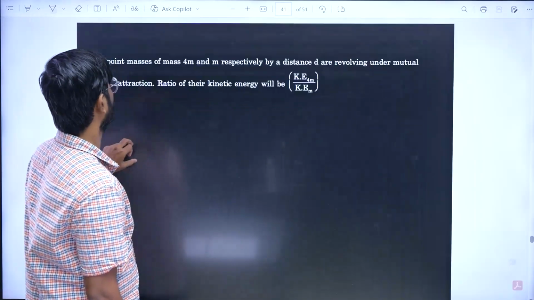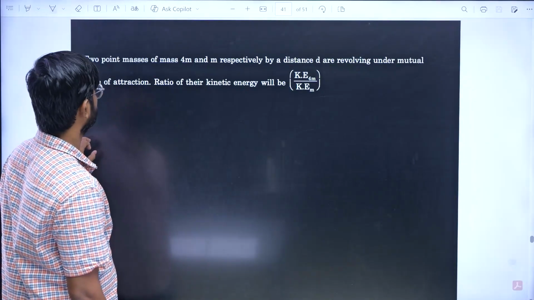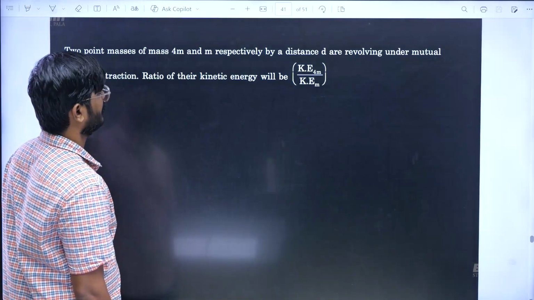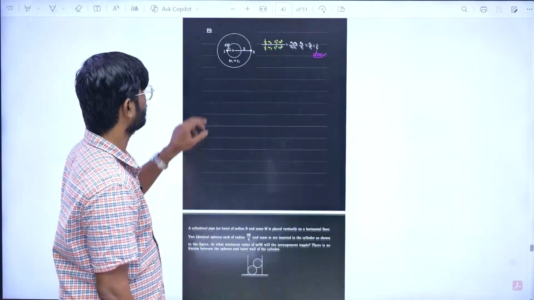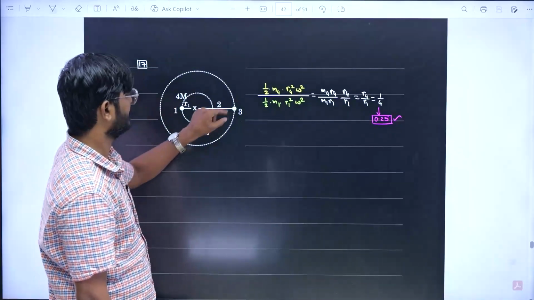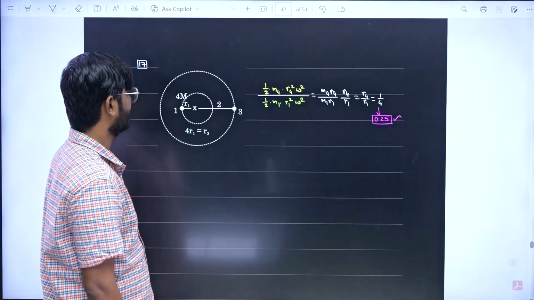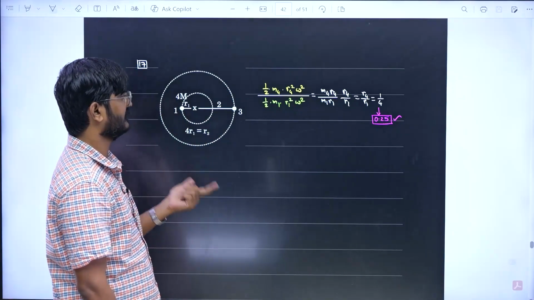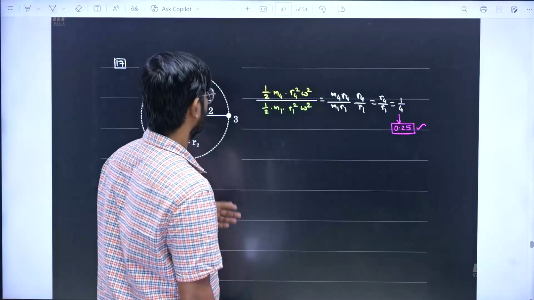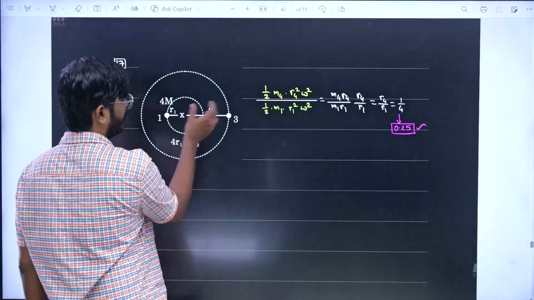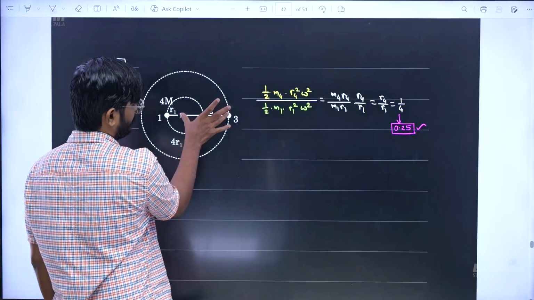Maybe this one. Two point masses of mass 4m and m respectively, separated by distance d, are revolving under their gravitational attraction. Find the ratio of their kinetic energy. So omega will be the same. By the time this performs one complete circle, this one also will be performing one complete circle, because the center of mass won't be moving. So I can say the kinetic energy of any guy is going to be half m v square, v equals r omega. Then you need to just take the ratio.